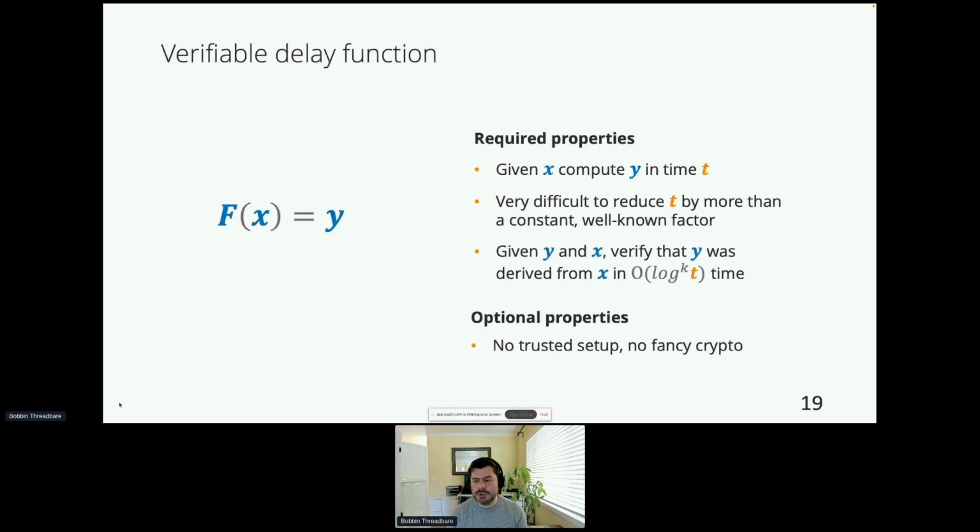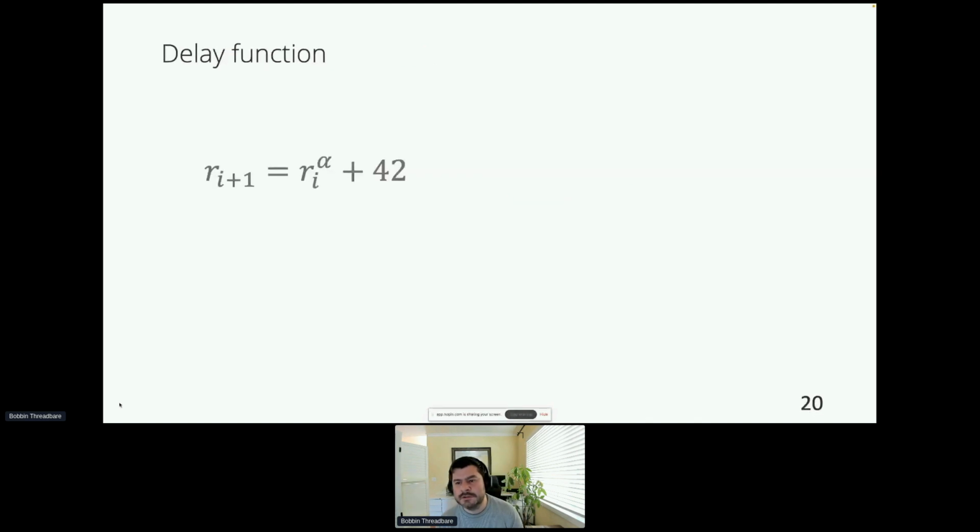Some optional properties that would be nice to have are no trusted setup, for example, and no fancy cryptography to build this VDF. We're going to build this VDF, and we need the no fancy cryptography part for the post-quantumness of this. So in our case, the delay function we can choose could be something like taking a value, raising it to some power, and then adding a constant to it. Again, this is a toy example, so if you're building a real VDF, this may not be a good approach, but it is more to illustrate the point.